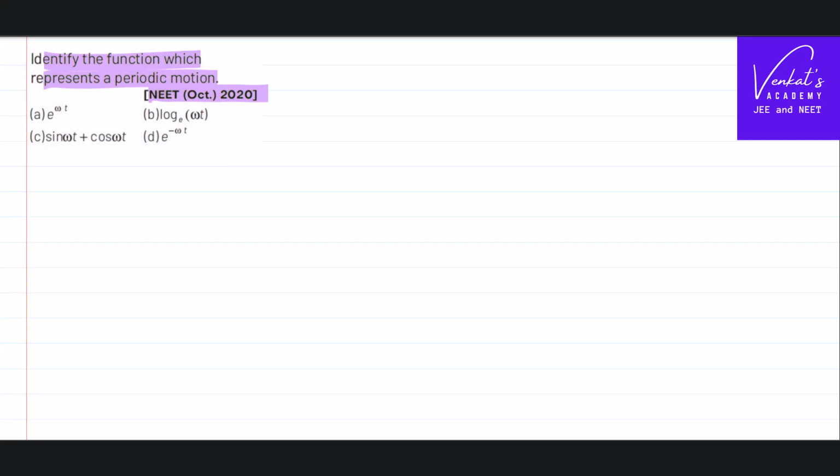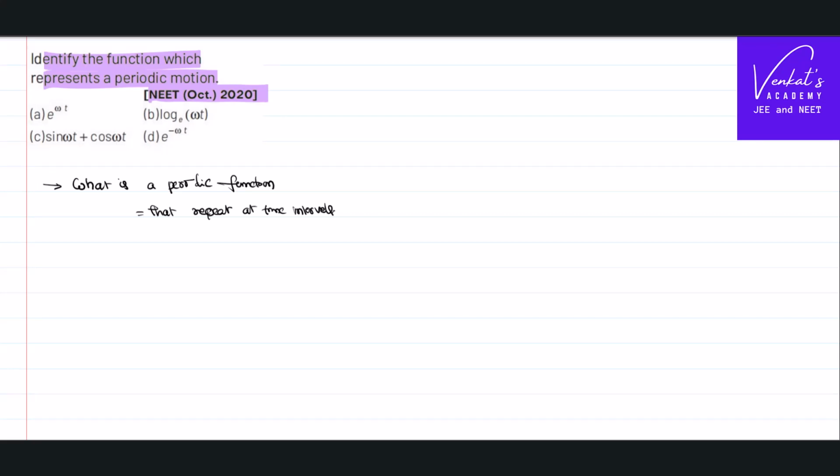So the first thing that we need to understand is what we mean by a periodic function. What is a periodic function? It is a function that repeats at regular intervals of time. Of course, since we are in the topic of oscillations, it has to be oscillatory, but a periodic function need not be oscillatory.